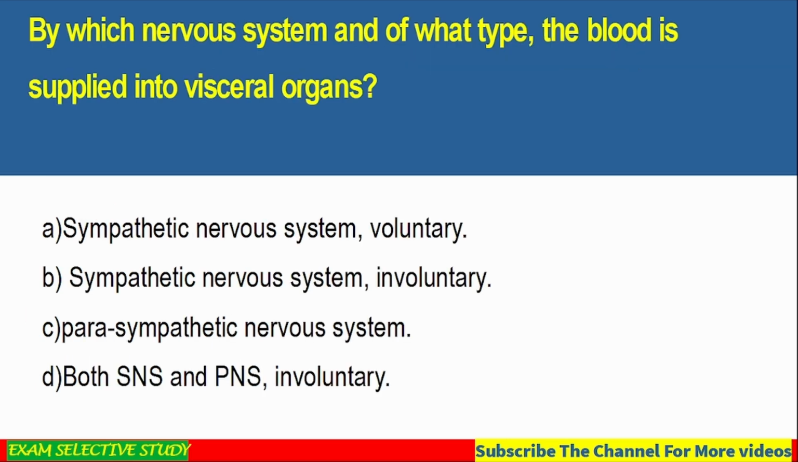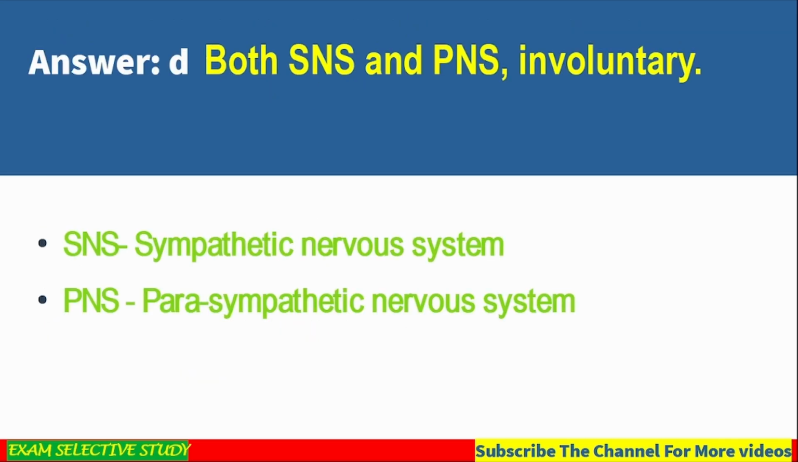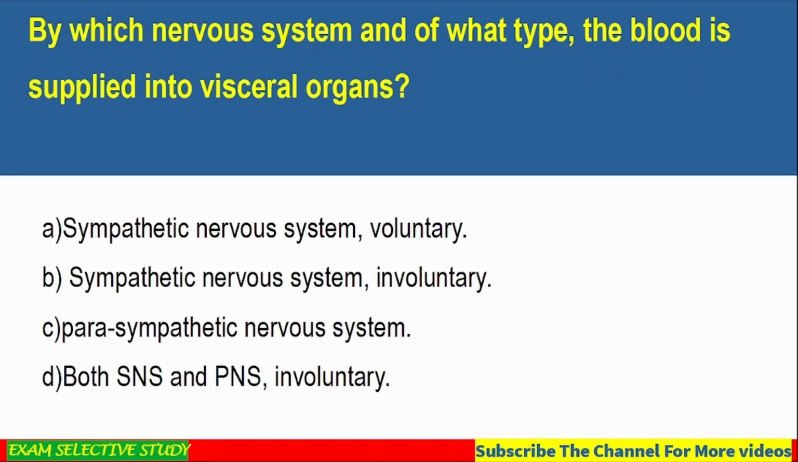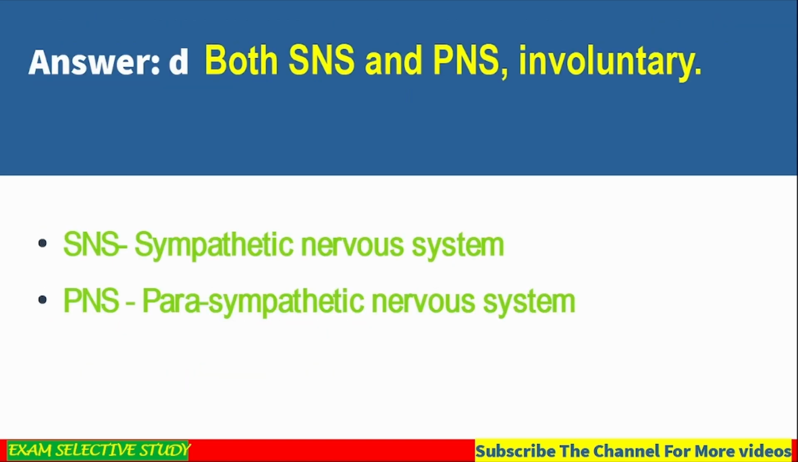Next question, by which nervous system and of what type is the blood supplied into visceral organs? Options: sympathetic nervous system voluntary, sympathetic nervous system involuntary, parasympathetic nervous system, both SNS and PNS involuntary. Answer: both SNS and PNS involuntary. SNS is sympathetic nervous system, PNS is parasympathetic nervous system.